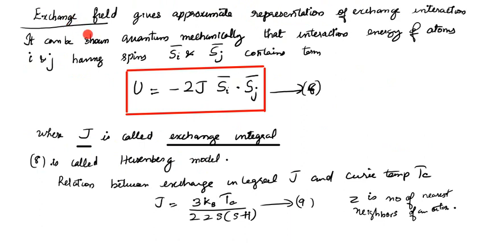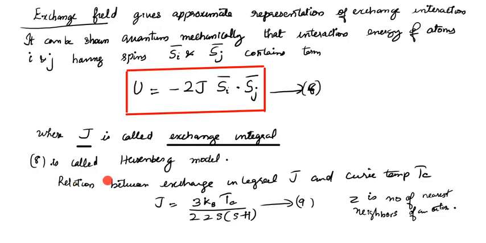Now, exchange field gives an approximate representation of exchange interaction. From quantum mechanics we can show that the interaction energy of two atoms having spin Si and Sj contains a term like this: the interaction potential energy between two magnetic moments equals minus 2J Si dot Sj, where Si and Sj are spin angular momenta due to two atoms i and j. Here J is called the exchange integral and equation 8 is called the Heisenberg model.